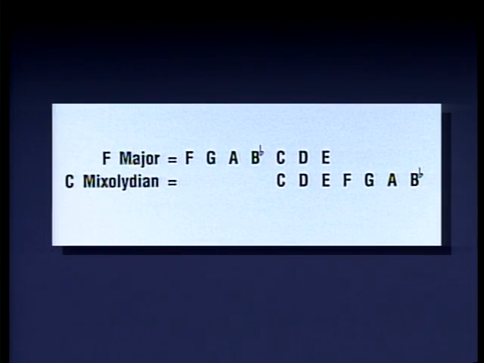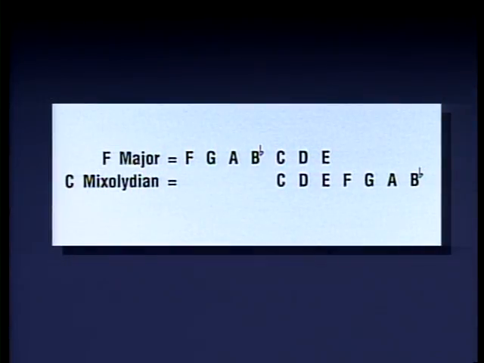So let's go have a look at our diagram now. Here we have F major scale written out, and directly beneath it we have C Mixolydian, beginning on the 5th note of the F major scale. We get the notes C, D, E, F, G, A, B flat. Now how is this scale different to the C major scale? You'll see it's very close. The only difference is the flat 7th.